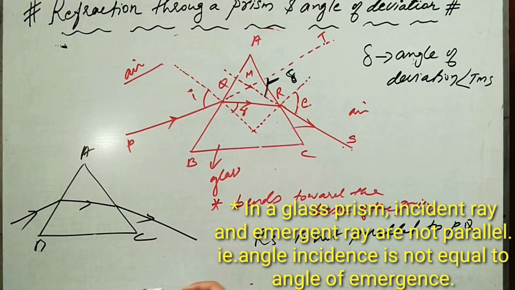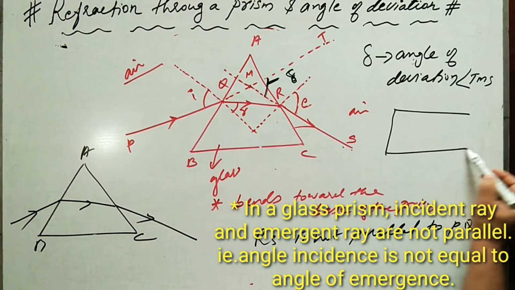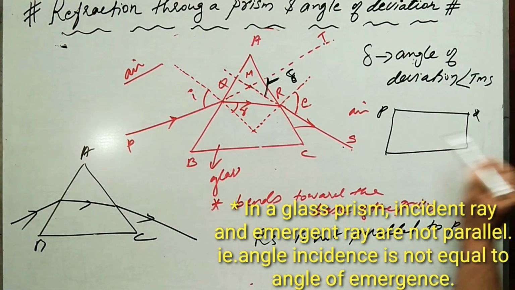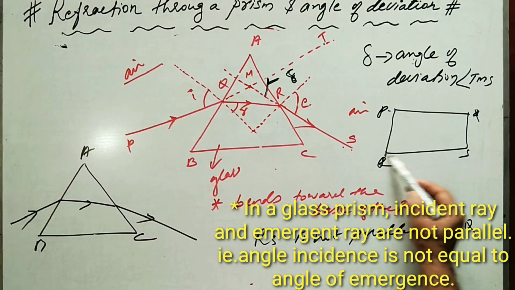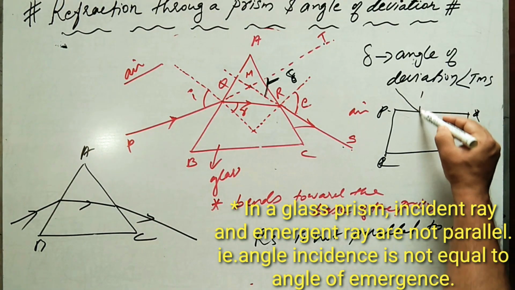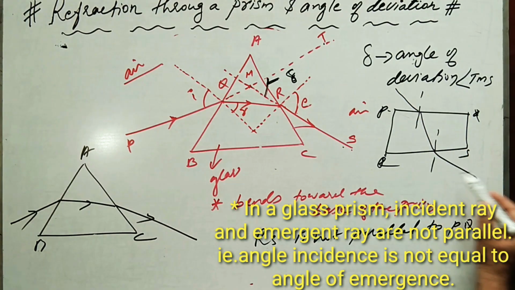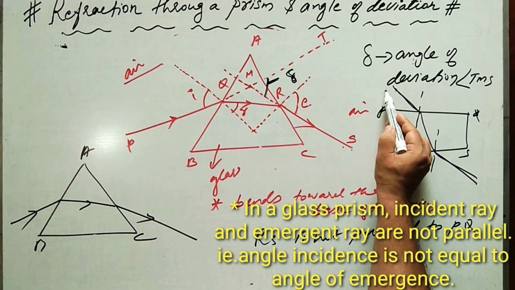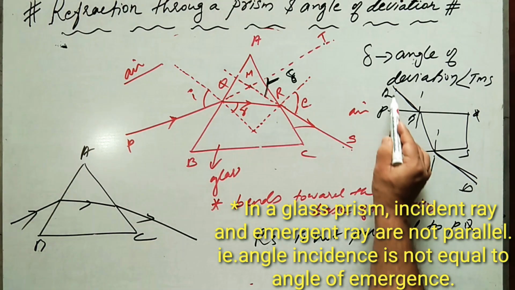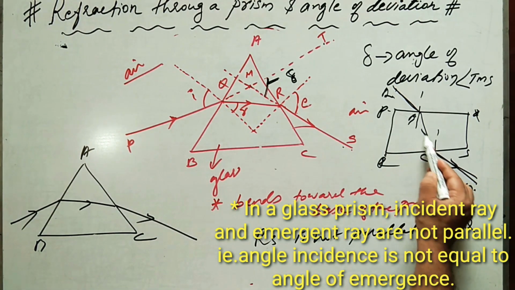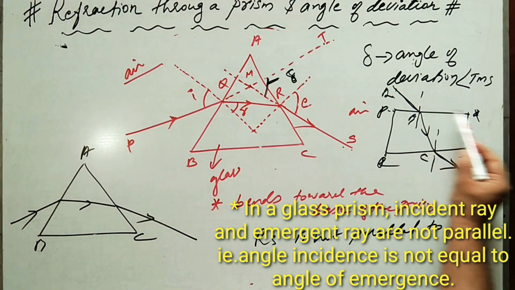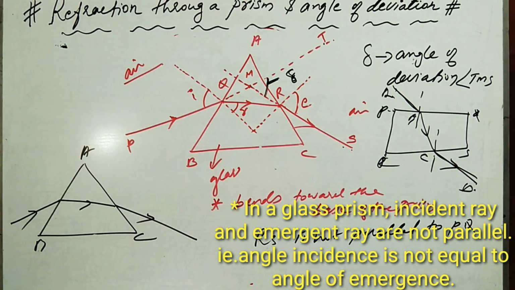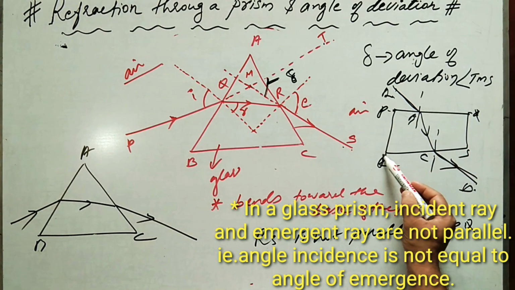On the other hand, in case of a glass slab, what do you find? The refracting surfaces PQ and RS are parallel to each other, and very simply refraction takes place. You can see the incident ray AB and the emergent ray CD are parallel to each other because the surfaces PQ and RS are parallel to each other. So this is the only difference between the refraction through a glass prism and through a glass slab. In a glass slab, the refracting surfaces are parallel to each other.